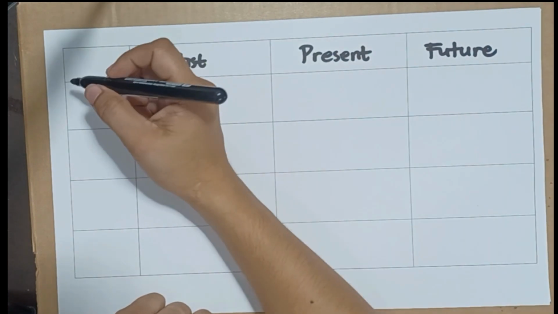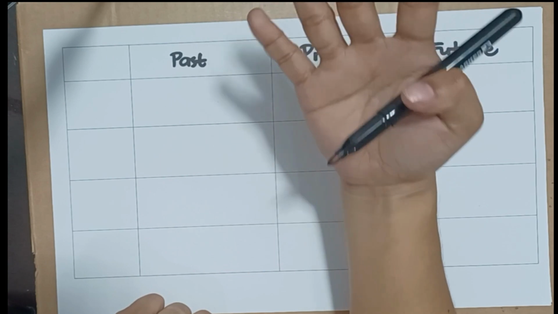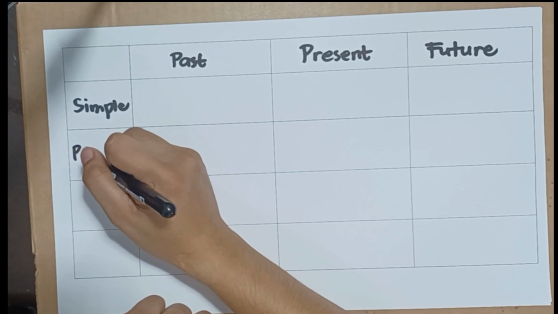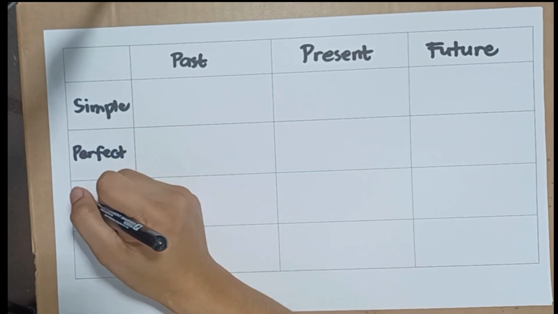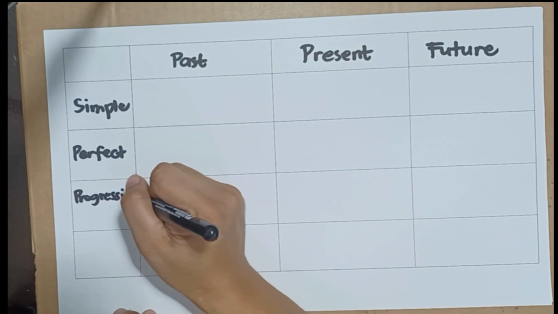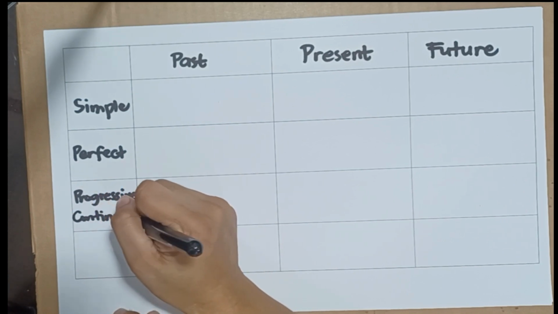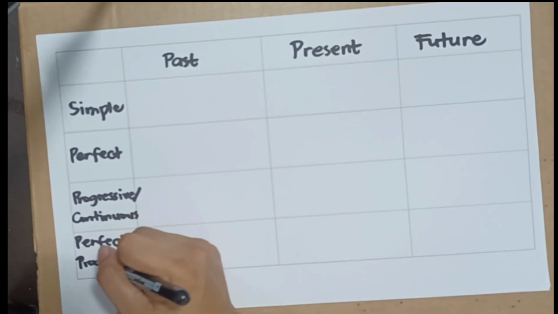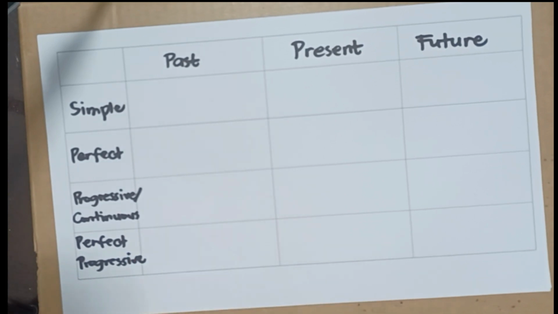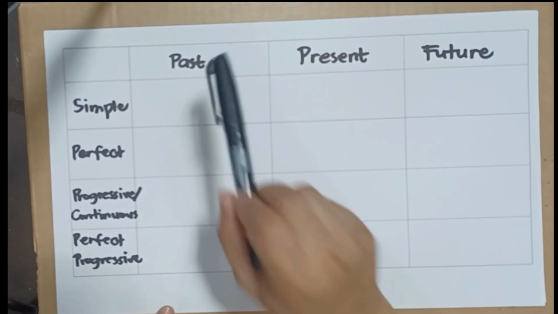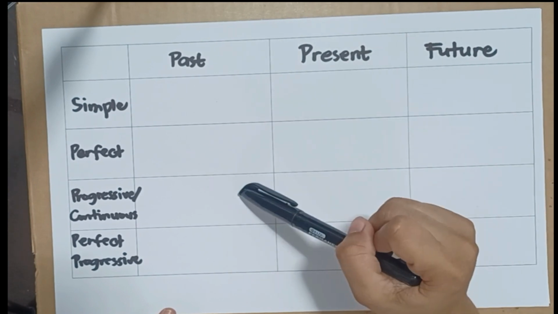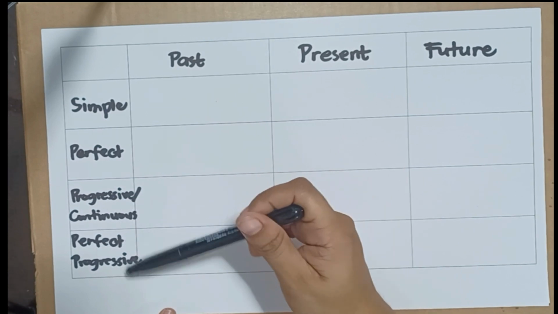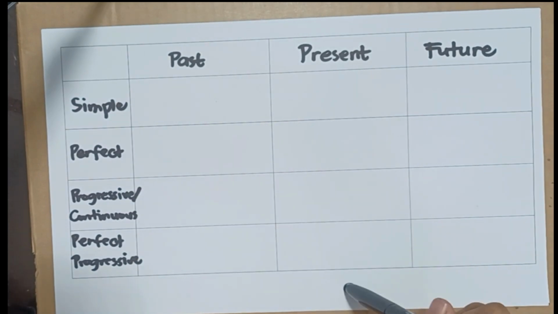And we also have four main aspects of a verb, and these are simple, perfect, progressive, or what we call continuous tense, and perfect progressive. All right. So when we read it, it's like this: past, present, future for tenses, and simple, perfect, progressive or continuous, and perfect progressive for aspects.